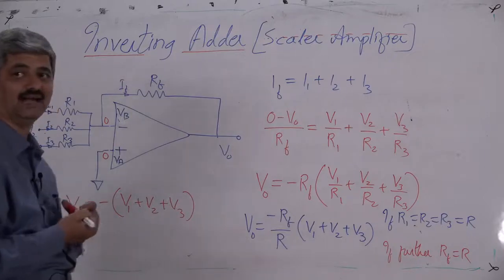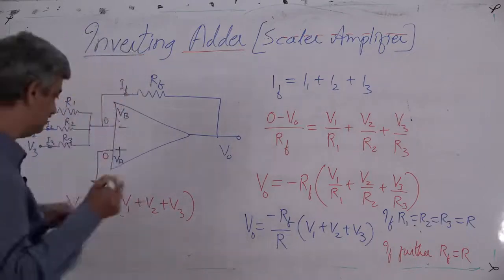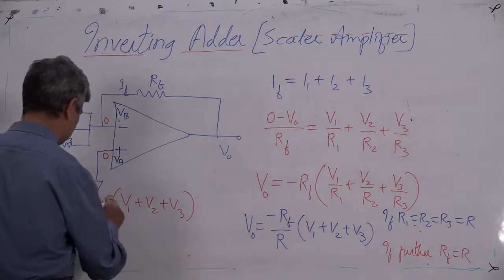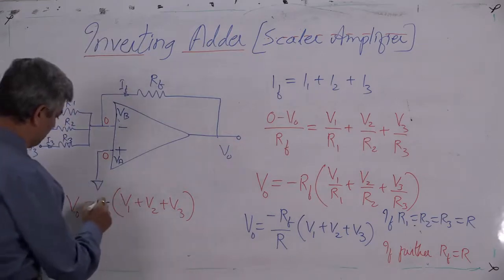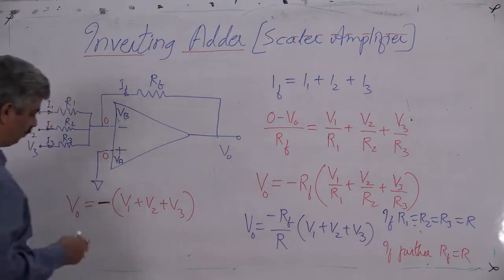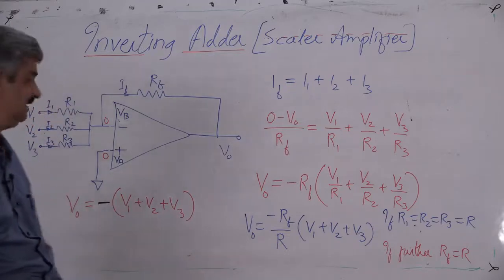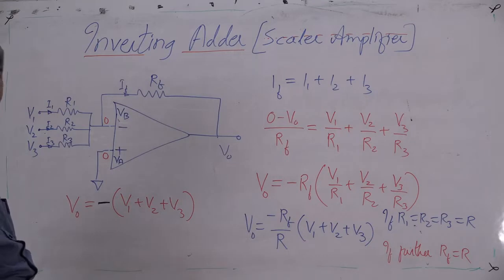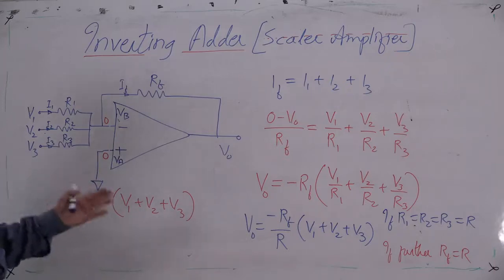It is an adder, and why inverting? I just change the color of this sign. Why is it? Because it is minus. VO is equal to minus into bracket V1 plus V2 plus V3. So this is an inverting adder. If V1 is 1 volt, V2 is 2 volt, V3 is 3 volt, output will be minus 6 volt. If V1 is 6 volt, V2 is 7 volt, V3 is 8 volt, then VO would be minus 21 volt. It can't happen. So VO would be minus 15 volt.